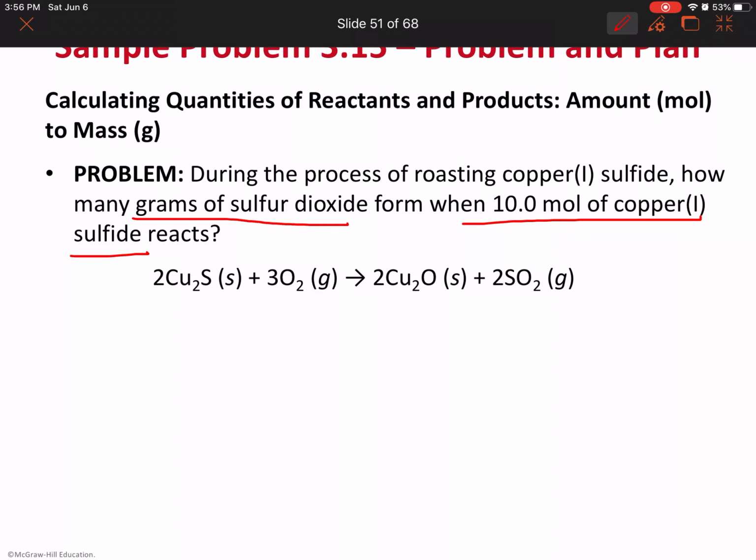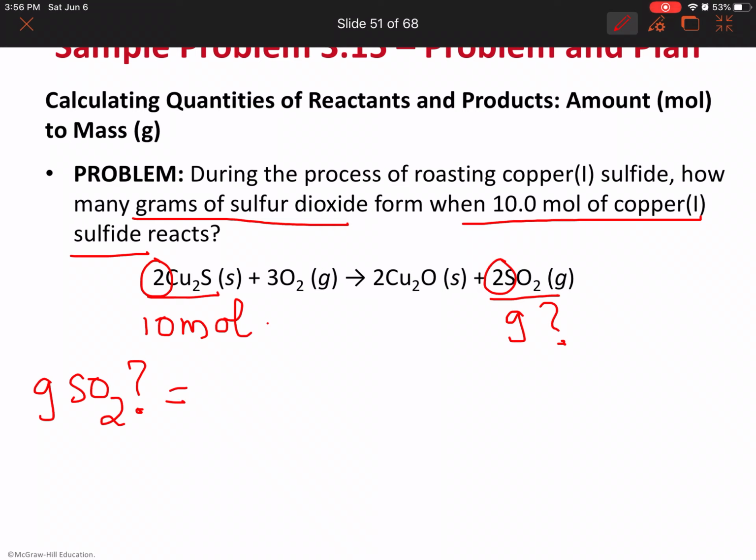Now this is your sulfur dioxide. We want to find it in grams. When 10 mole of copper 1 sulfide, 10 moles is given. We want gram sulfur dioxide. Now in this case, we are going to look at the molar ratios of copper sulfide and sulfur dioxide, which is given to us from the balanced equation as 2 to 2. That's what we're going to be doing. Now we want gram sulfur dioxide.